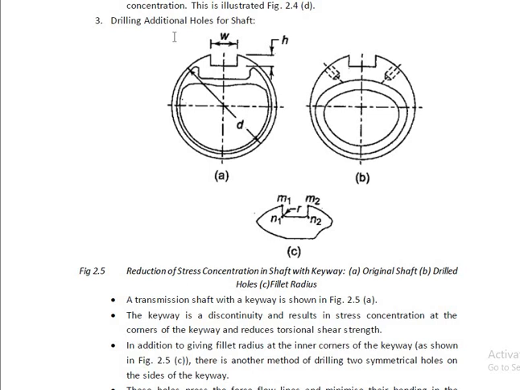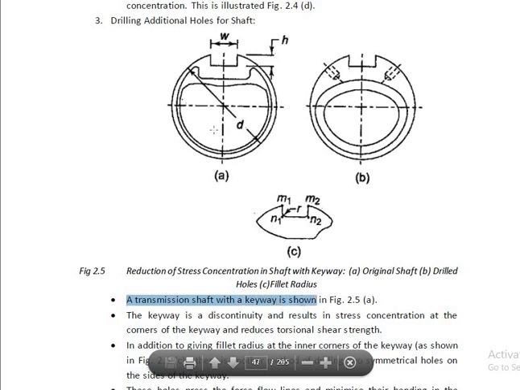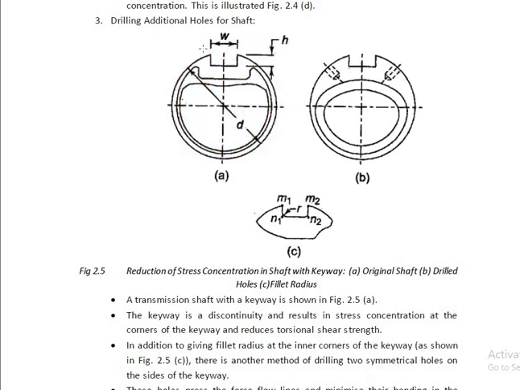The third method of reduction of stress concentration is drilling additional holes for shafts. There is a possibility of stress concentration in a shaft due to the provision of a keyway. A transmission shaft with a keyway is shown in the figure. This portion is known as the keyway because a key having width W and height H is inserted. This space provided for the insertion of the key on the shaft is known as the keyway.